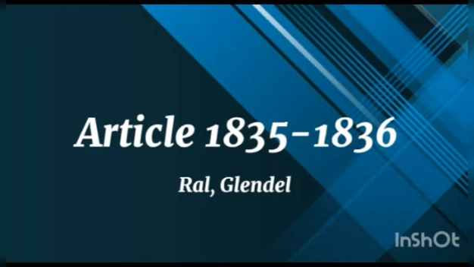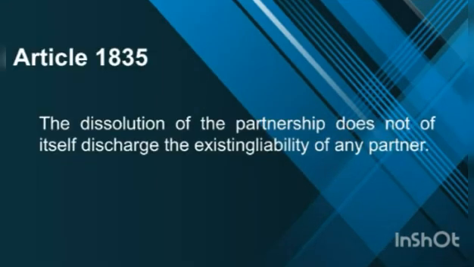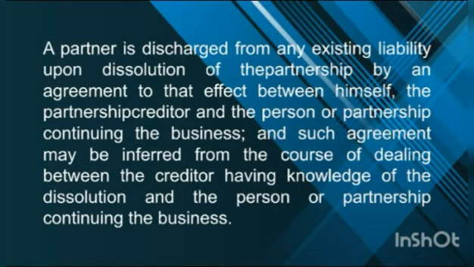Article 1835. The dissolution of the partnership does not of itself discharge the existing liability of any partner. A partner is discharged from any existing liability upon dissolution of the partnership by an agreement to that effect between himself, the partnership creditor, and the person or partnership continuing the business, and such agreement may be inferred from the course of dealing between the creditor having knowledge of the dissolution and the person or partnership continuing the business.